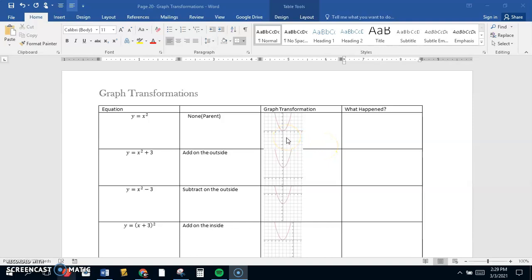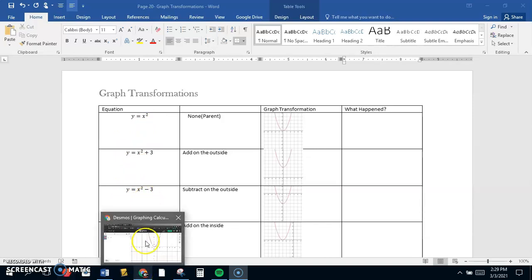Now we're going to use Desmos as a guide for looking at that. But first, the concept of a parent graph. The parent graph is the graph that's the most basic of a family of functions. It is the graph, as you can see here, that doesn't have a number added to or multiplied to. It's just y equals x squared in this case, as opposed to these that have numbers there.